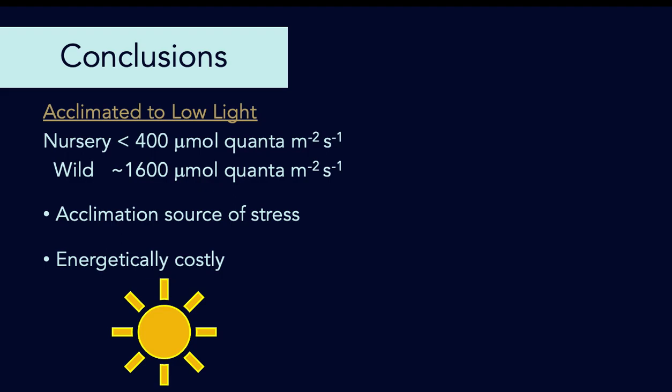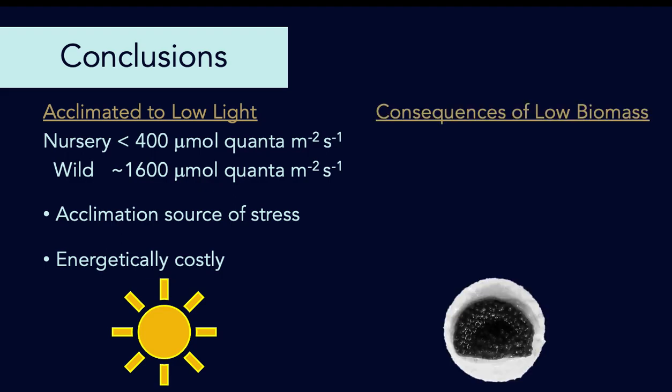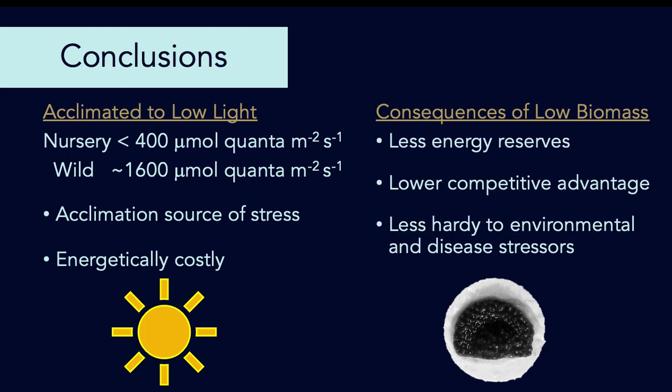And this could mean that high light becomes a source of stress during acclimation of outplants to these reef habitats, which would mean a lot of energetically costly transformations both within the host and the symbiont cells to adjust to those new environments. This is problematic because of the low biomass that was measured. With low biomass, you have lower energy reserves to use for these kinds of transformations, which includes a lower competitive advantage for those corals spatially on the reef. They have a harder time competing with other organisms and also dealing with predation.